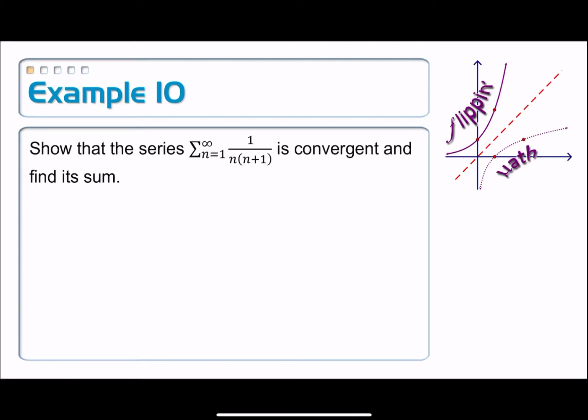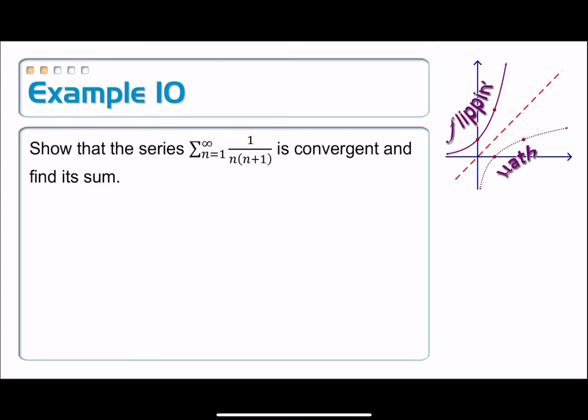Before the technology gods interfered, we were going to do example 10. After restarting a couple of programs, we're back on track. Example 10 asks us to show that this series, summation from n equals 1 to infinity of 1 over n times n plus 1, is convergent and find its sum.